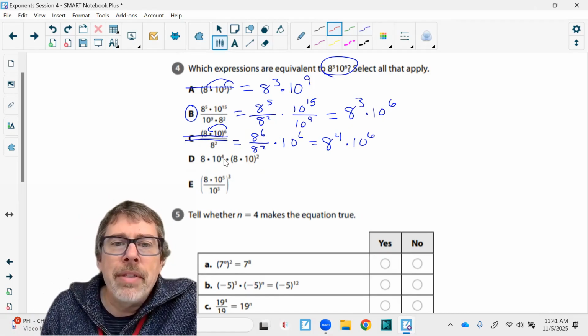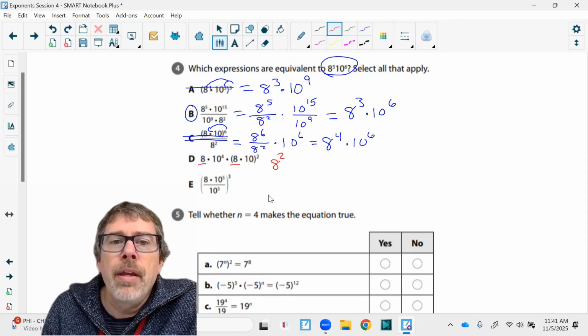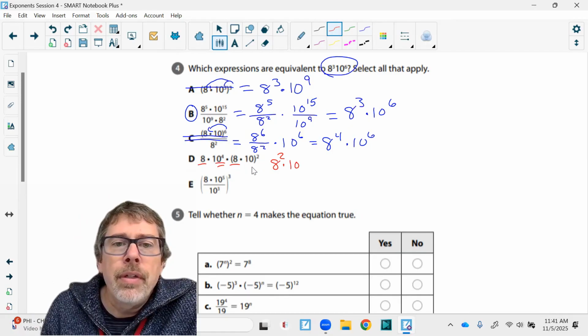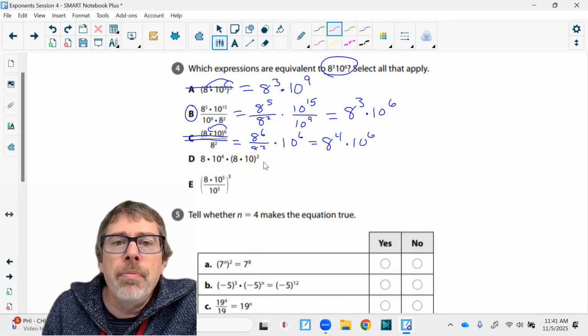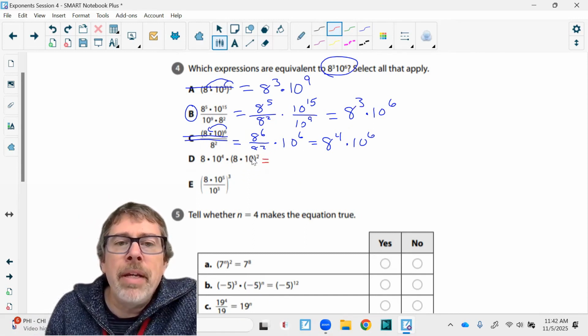Now I have 8 times 10 to the 4th and 8 times 10 squared. So I'm going to rewrite the 8s. 8 times 8 is 8 squared, times 10 to the 4th times 10 squared. Oh, I'm sorry. That's supposed to be a 2. My fault. Let me start over. I made a mistake. But I'm always looking back and making sure. Okay, so I forgot this step here. When I got to it, I realized I'd forgotten it.